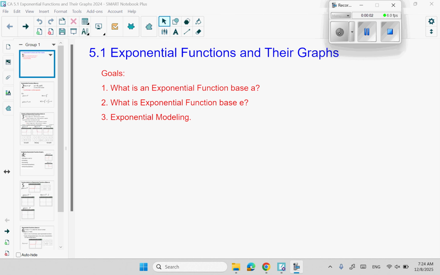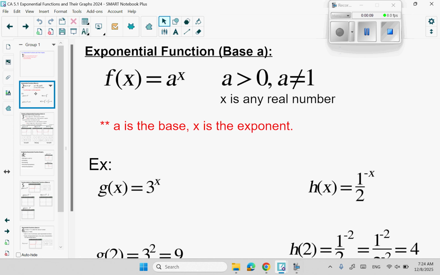Hi, welcome to College Algebra 5.1, talking about exponential functions and their graphs. So, what's an exponential function? An exponential function simply has an exponent.